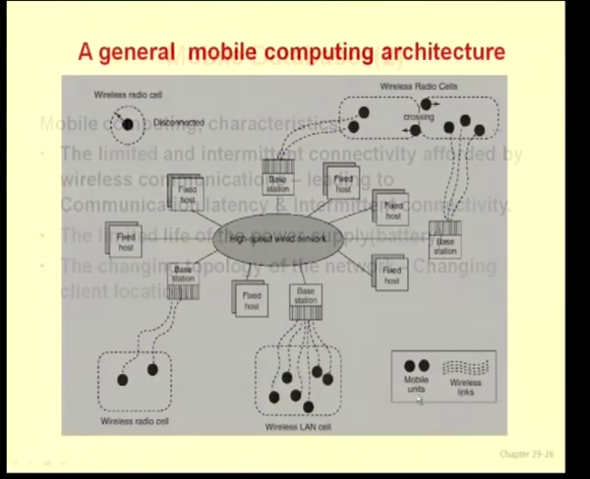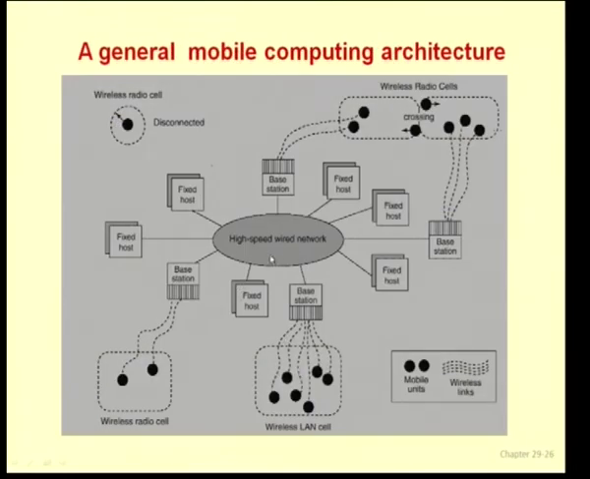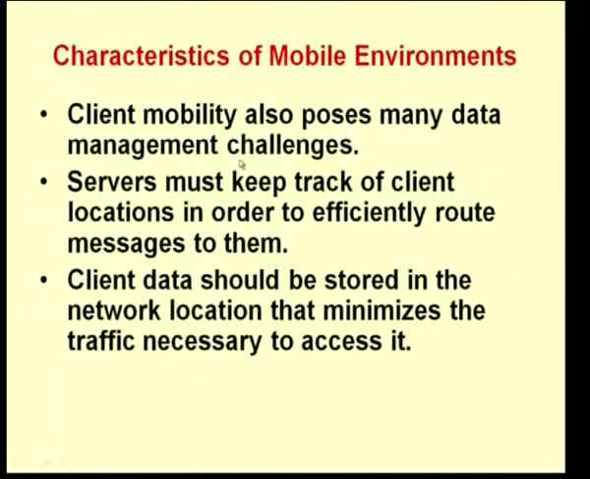So, general computing will be like this. You have a HiFi, this is the wireless cell and so on. So, you have mobile units and you have the databases connected to each of these places. Client mobility also poses many data management challenges. Servers must keep track of where the locations are and efficiently route messages to them. So, client data should be stored in the network location that minimizes traffic.